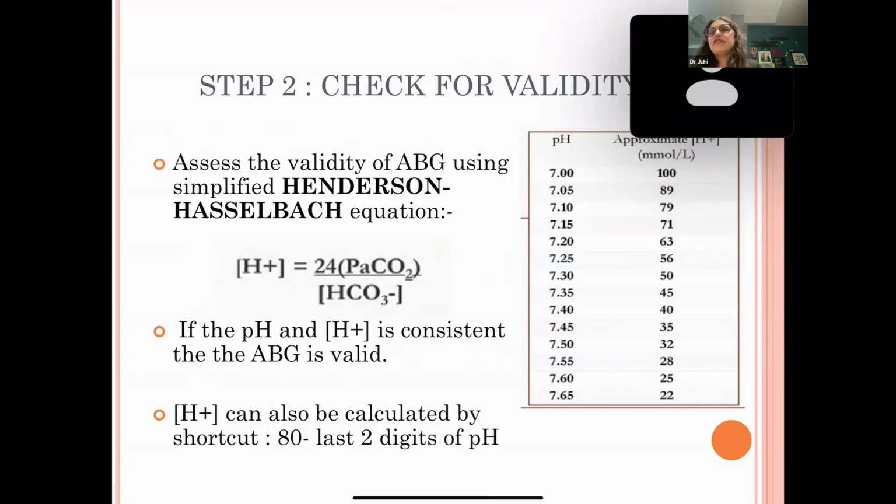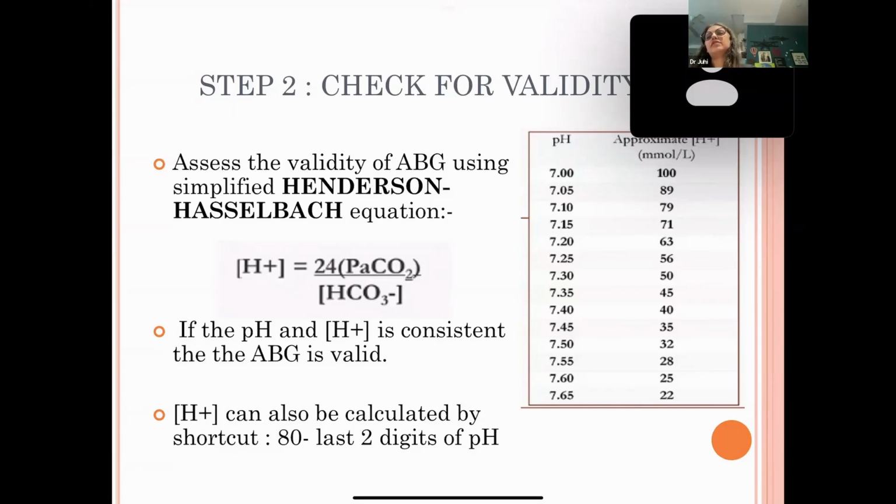Second step, check for the validity of the ABG. As we have discussed this formula prior also, H plus ion is equal to 24 into PCO2 by bicarbonate. Okay, this is known as the Henderson-Hasselbalch equation. Okay, so by using this formula, you'll find the PaCO2 and bicarbonate value on the ABG. You'll apply it in this formula. You'll get the H plus ion concentration.